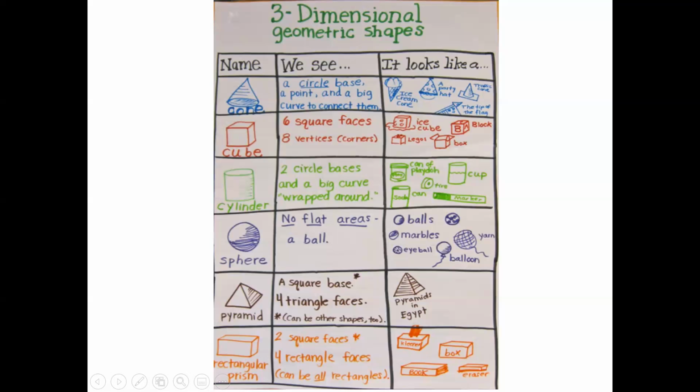So you might want to look in your home and see how many cones, cubes, cylinders, spheres, pyramids, and rectangular prisms you have out of real life objects. Objects that we use every day are made of three-dimensional shapes.